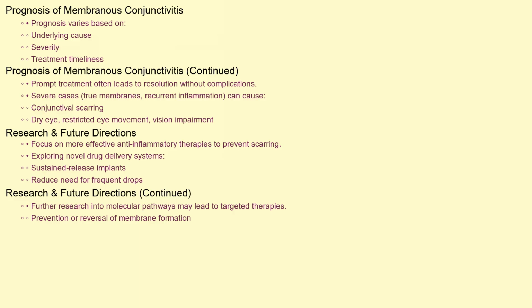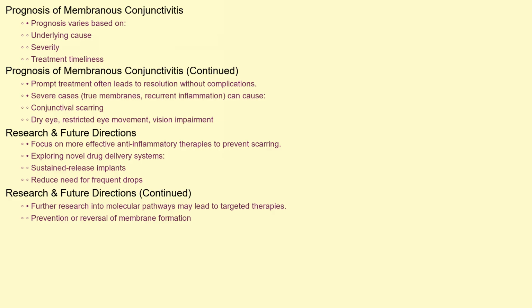The prognosis for membranous conjunctivitis varies depending on the underlying cause, the severity of the condition, and the timeliness of treatment. In many cases, with prompt and appropriate treatment, the condition resolves without any long-term complications. However, in severe cases, especially those involving true membranes or recurrent inflammation, scarring of the conjunctiva can occur, potentially leading to dry eye, restricted eye movement, or even vision impairment.